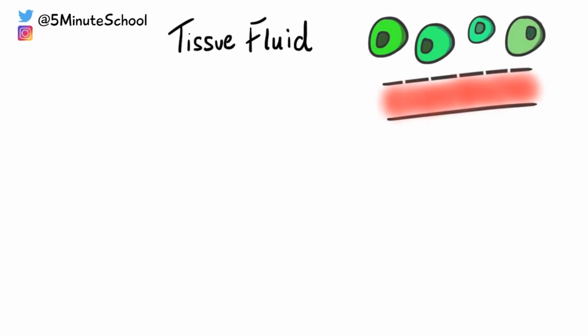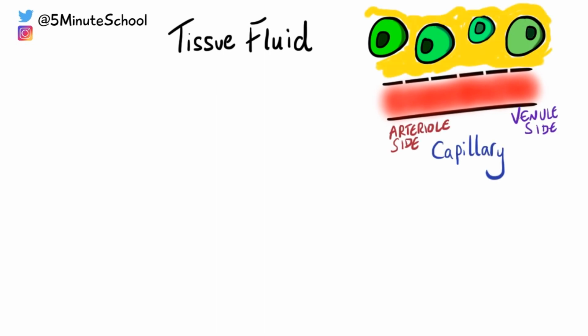In this video, we're going to be talking about the formation of tissue fluid. The main purpose of tissue fluid is to surround the cells of the body, and it provides a medium for the transport of oxygen and nutrients from the blood to the cells, and for the removal of carbon dioxide and waste products from the cells to the blood.